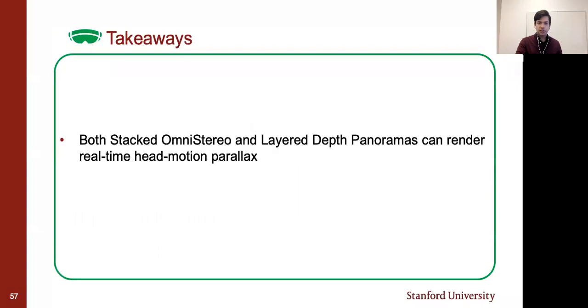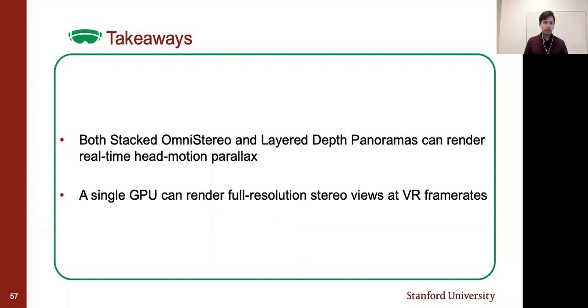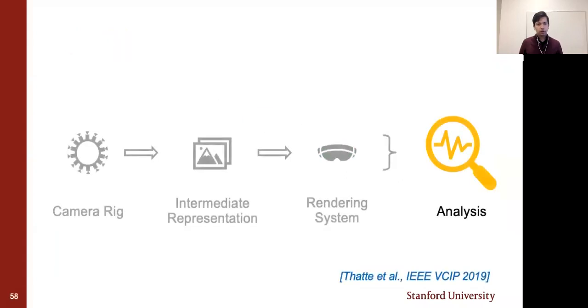To summarize, we have seen that both stacked omnistereo and layered depth panoramas can synthesize real-time head motion parallax, and a single GPU can render full resolution stereo views at VR frame rates. And now that we have looked at the three main components of a VR pipeline, I will move on to the final part of my talk, analysis.